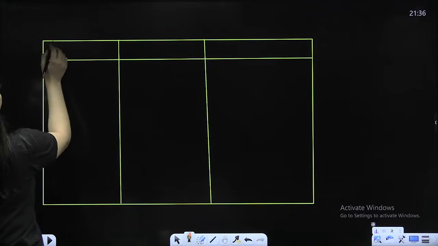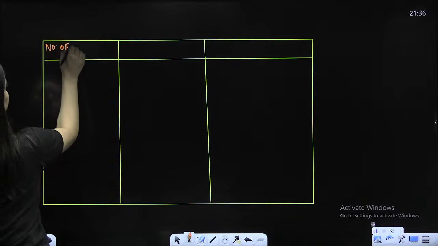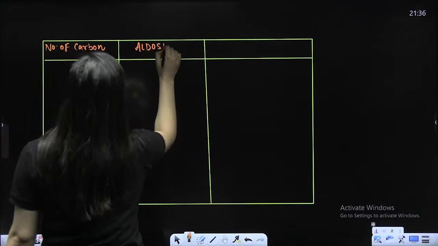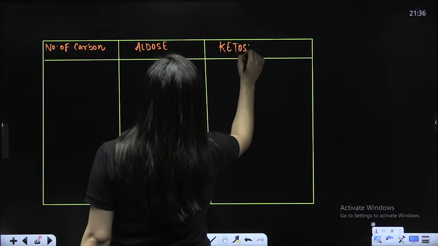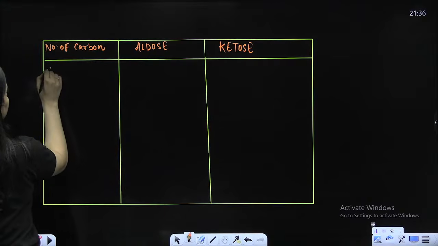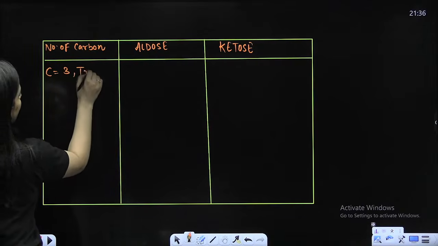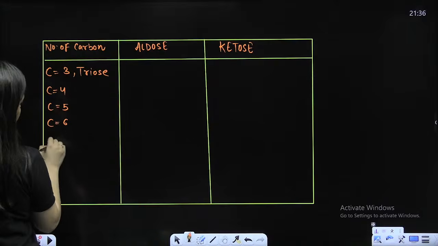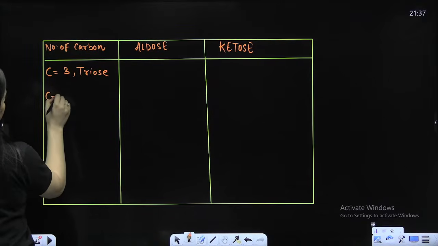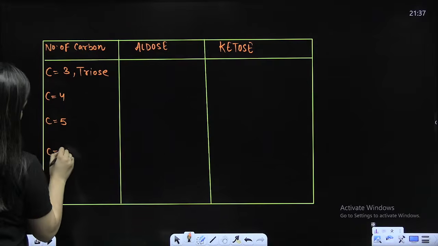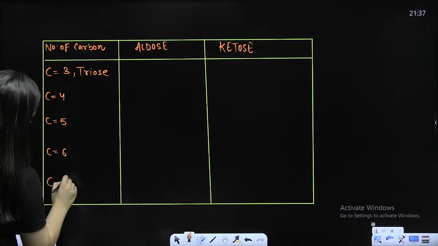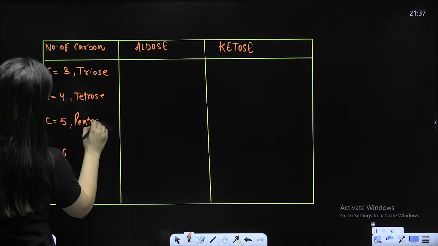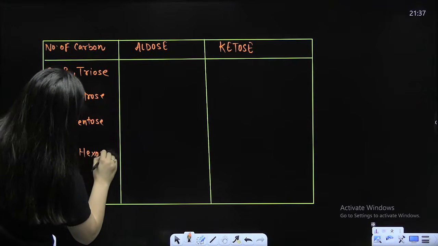Okay, so number of carbon, aldose, or here we are going to talk about ketose. So let me tell you. If carbon number is 3, bacha, it will be triose. If carbon number is 4, 5, 6, 3 to 7, so triose, tetrose, pentose, hexose, and then comes heptose.